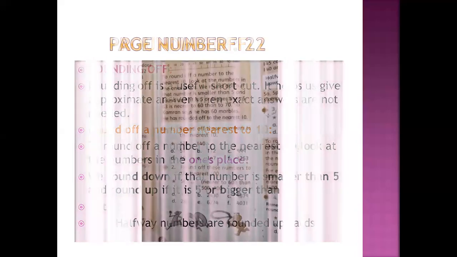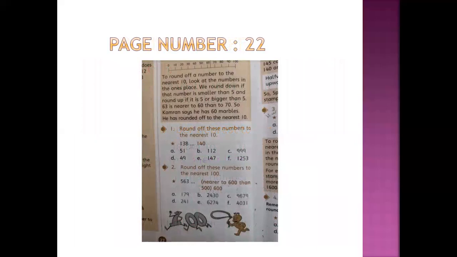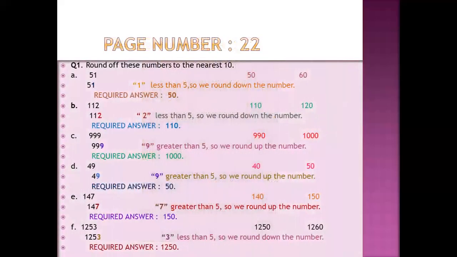Page 22, question number 1. Round off these numbers to the nearest 10. Part A, 51. According to the definition, rounding off to the nearest 10, we always concentrate on the number which lies on the ones place. 1 lies on the ones place and 1 is smaller than 5. It means that we round down the number. So our required answer will become 50.